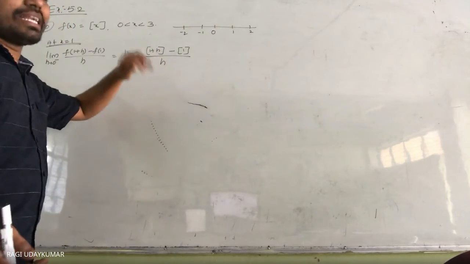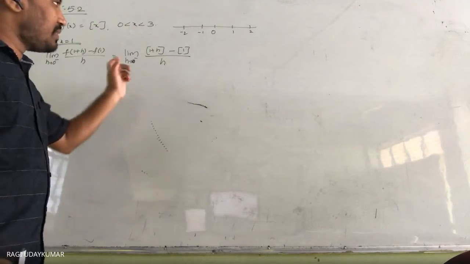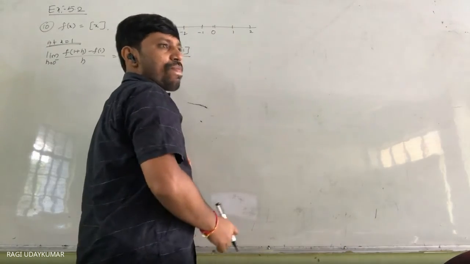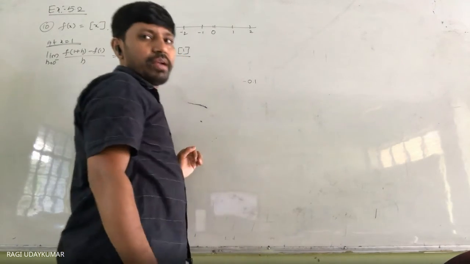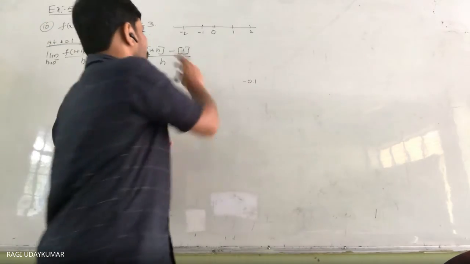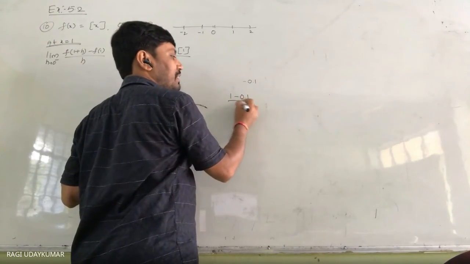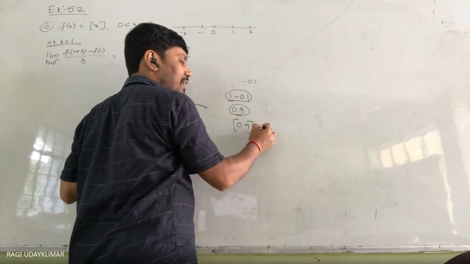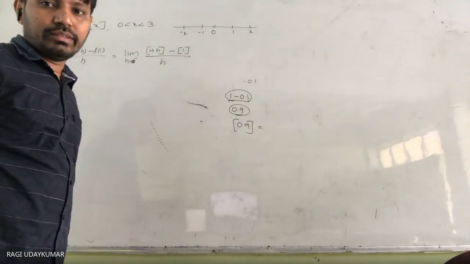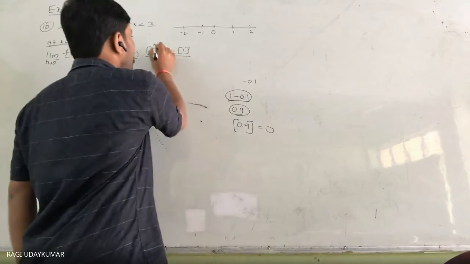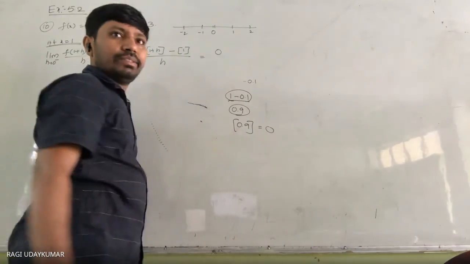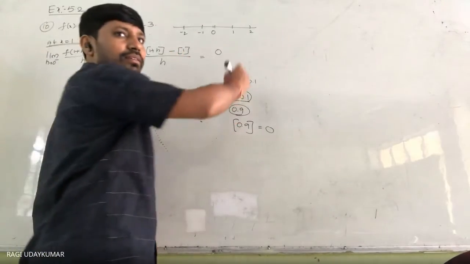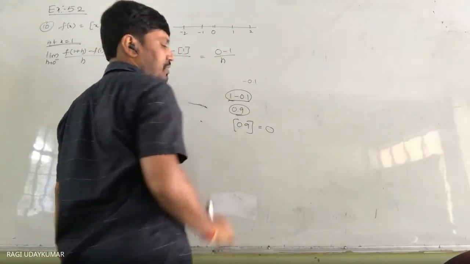When you are adding that number to 1, just assume h is minus 0.1. Then 1 minus 0.1 means 0.9. The greatest integer of 0.9 is what? 0, obviously. So this becomes 0, and then minus 1 by h. Did you understand this?